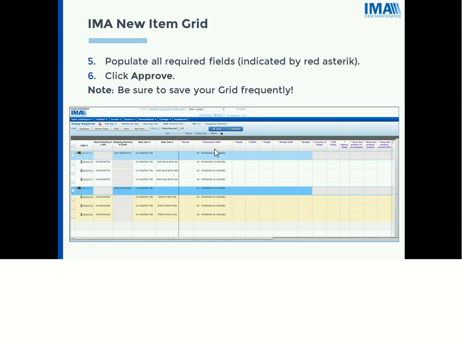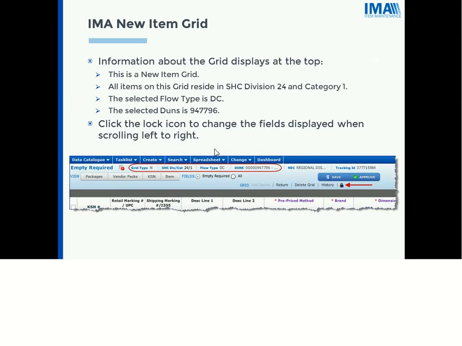So after you complete all of your fields, you should click Approve. And real quick, some information about working in the grid. There's a lot of information displayed at the top of your grid. So here in the area that's circled in red, you can see that your grid type is new. And then you can also see your division and category, as well as your flow type and your DUNS.